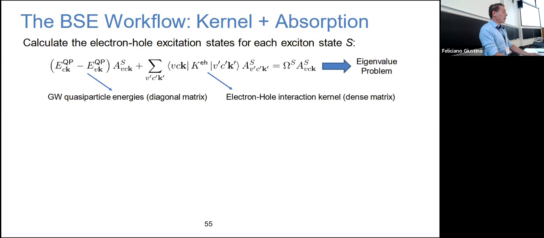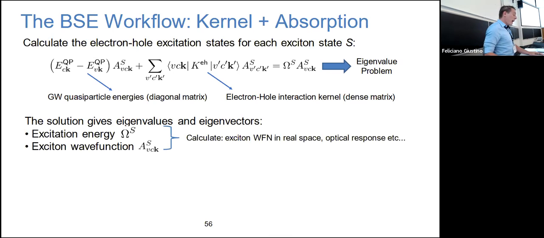What you have is the GW quasi-particle eigenvalues, which correspond to the diagonal part of this matrix. And then you have the electron-hole interaction kernel, which is this dense matrix, computed by Kernel, by the way. Once you solve the BSE equation, you get the excitation energy, omega s, and the exciton wave function, which are the coefficients of the eigenvector solution of this problem.